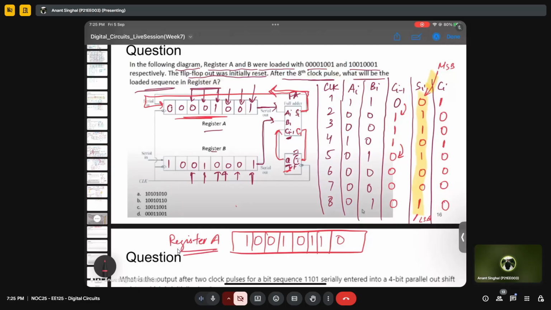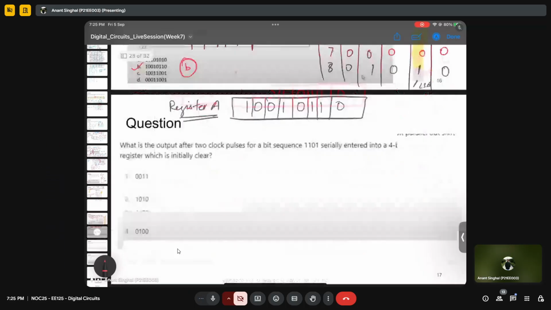Which is the option? Is there any option like that? 1 0 0 1 0 1. Yeah, option B is the correct answer. I hope it is clear. Please let me know if it is clear. Okay, great. So let's move ahead.